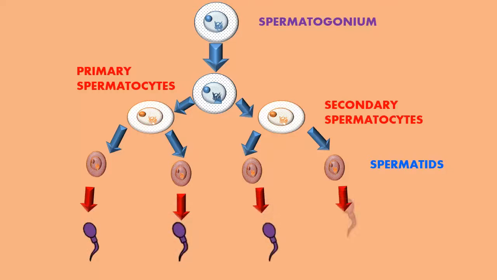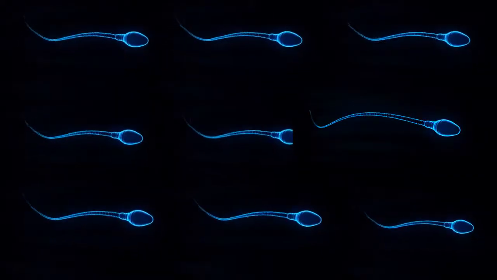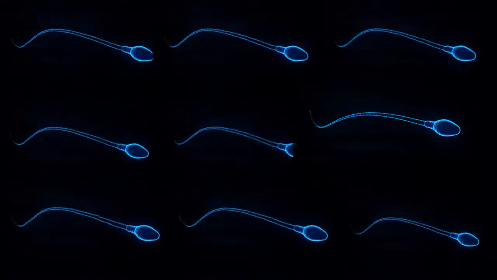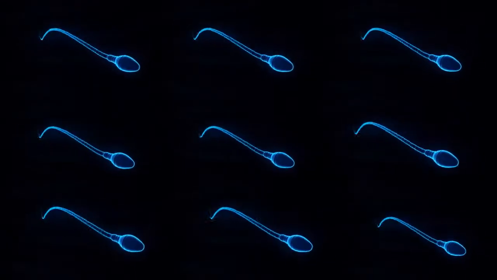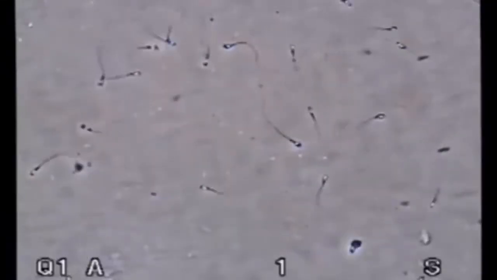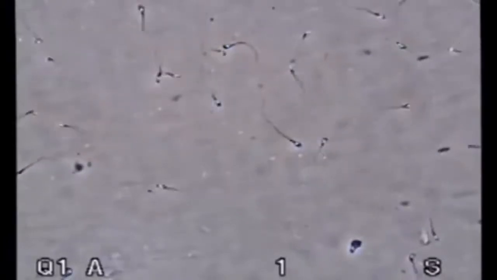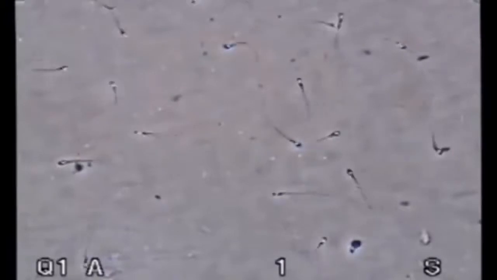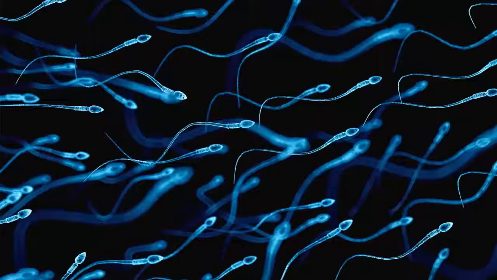Sperm cells are the smallest human cells. Sperms are composed of over 200 separate proteins, vitamins and minerals. The sperm regeneration cycle takes about 74 days. A normal sperm count ranges from 15 million sperm to more than 200 million sperm per milliliter of semen.